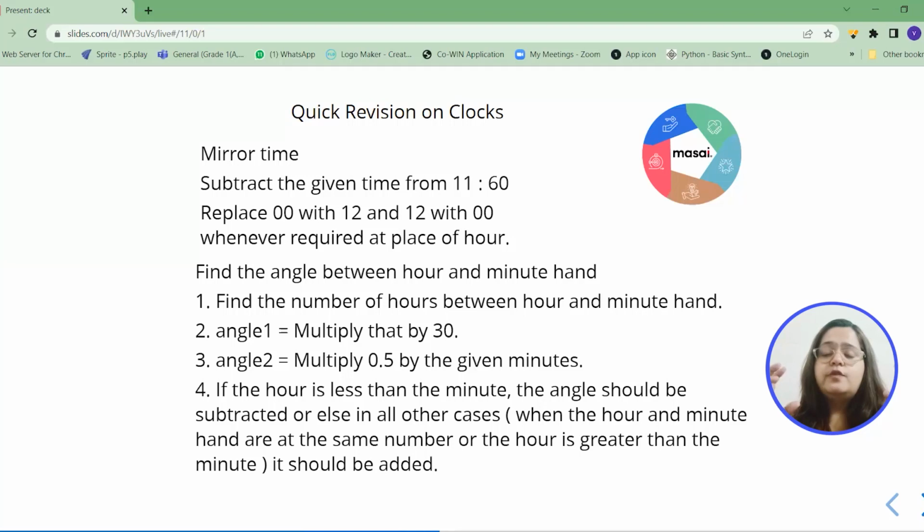Next thing is, what should we do with these two angles? Whether we have to add them or subtract them. If the hour is less than the minute, the angles should be subtracted, or else in all other cases, if both are on the same side or if it is reversed, you have to add them. Okay, so understand when we have to subtract and when we have to add. If you can draw it, you will get a better conclusion.